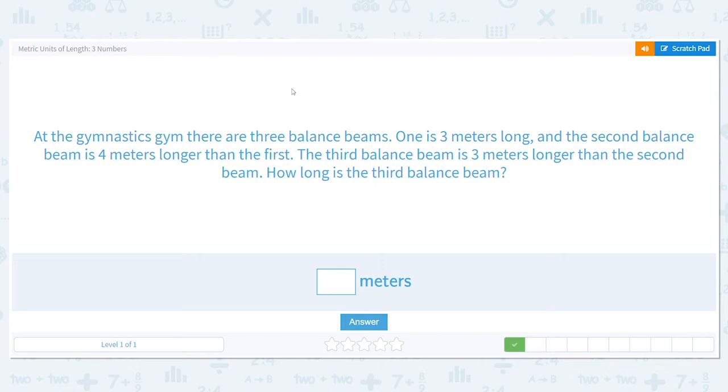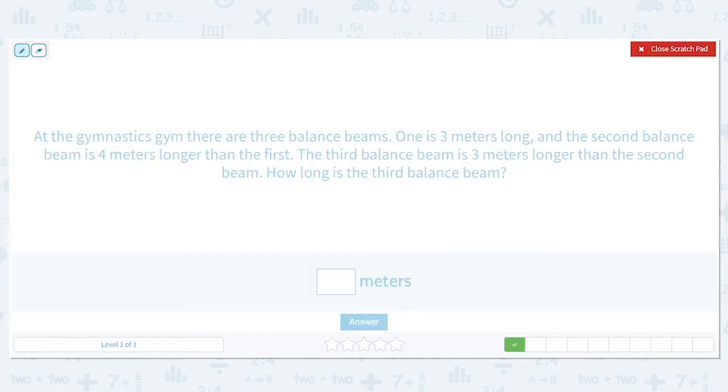At the gymnastics gym, there are 3 balance beams. One is 3 meters long. The second is 4 meters longer than the first. The third balance beam is 3 meters longer than the second beam. How long is the third balance beam? Again, that's a lot of information. Don't be afraid to mark stuff off and write things down.